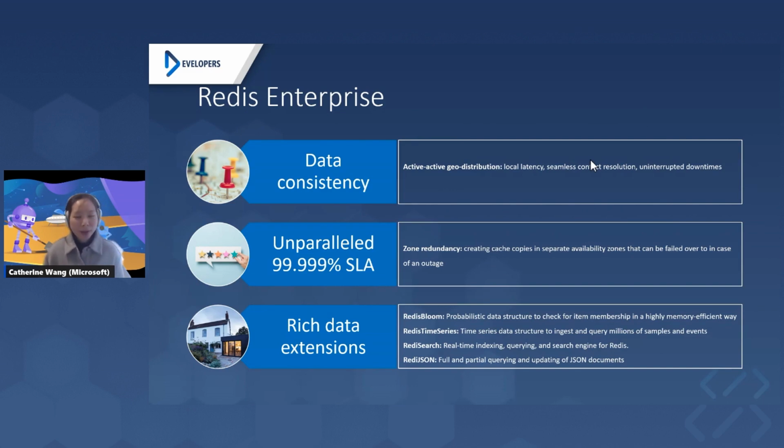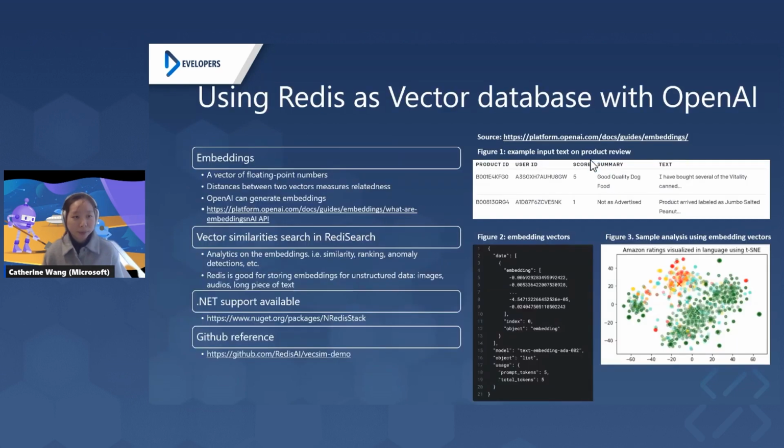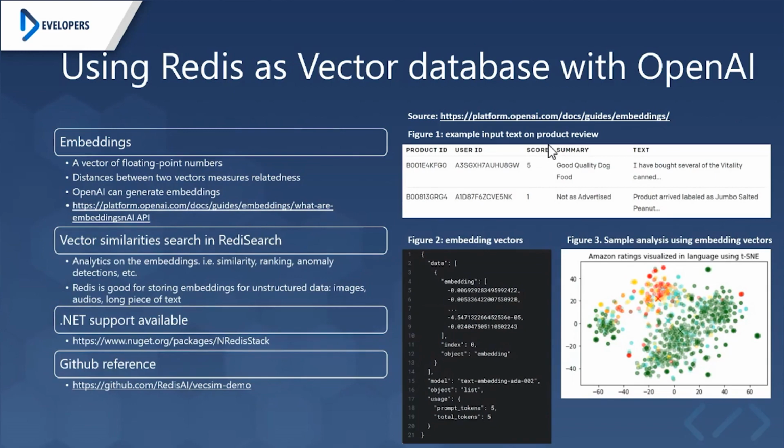So this all sounds very theoretical. Let's take a look at an example of how these analytical features can be applied in AI and machine learning scenarios. Vector similarity search is one feature with the Redis search data extension. Maybe we should first talk about the overall story.